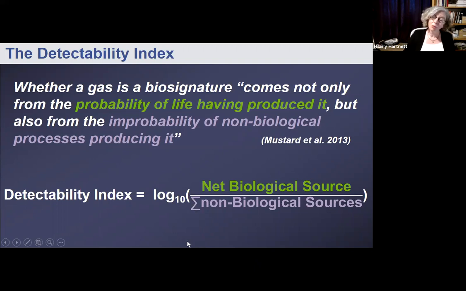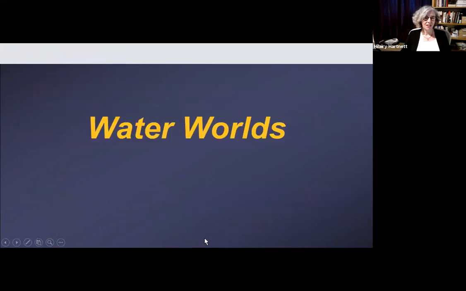It depends on having reasonable models of both biological processes and geochemical processes. And positive numbers and large positive numbers indicate a greater likelihood that the gas is produced by biological sources than by non-biological sources. Let's walk through this calculation for the Earth and for water worlds that have more water than the Earth.